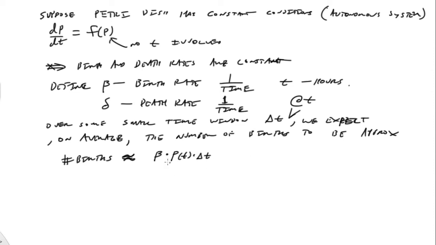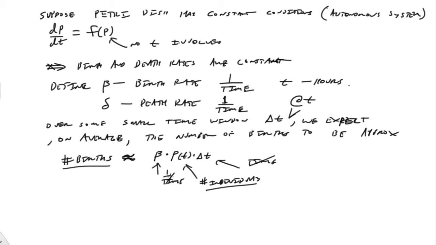And again, we see here that the units do work out, right? So that's in units of 1 over time. This is in units of number of individuals. And this is in units of time. So of course the units of 1 over time and time cancel, and you're left with just number of individuals. And of course on this side we also have number of individuals. So the units work out.